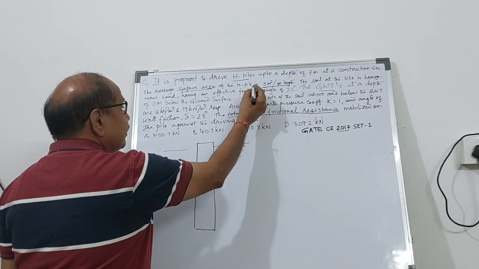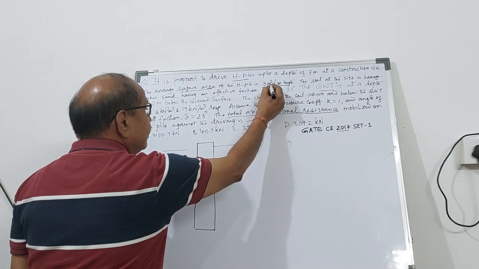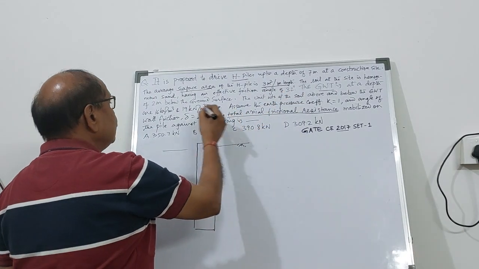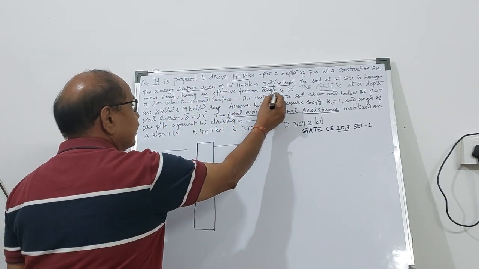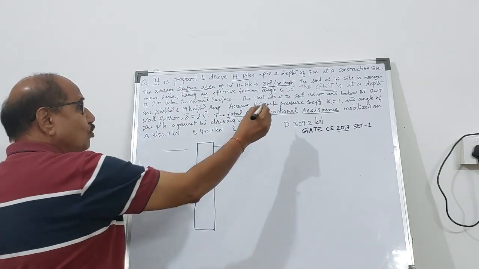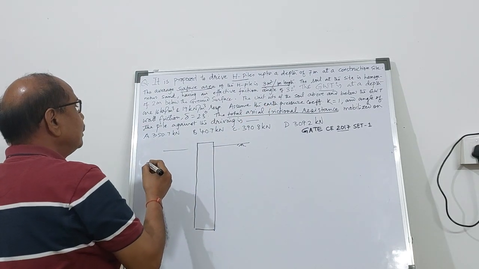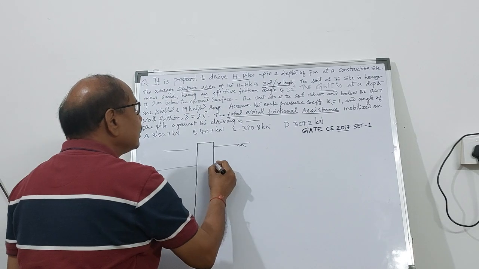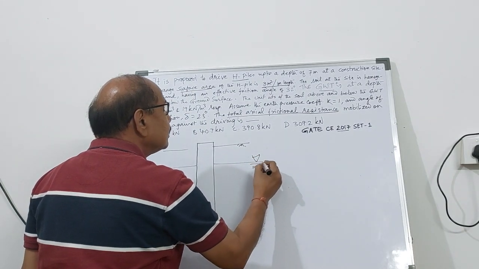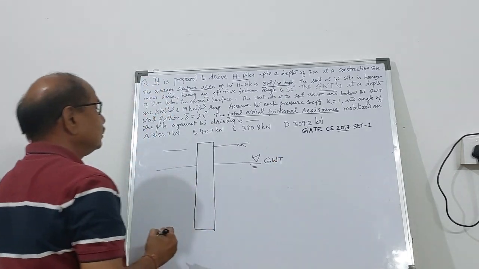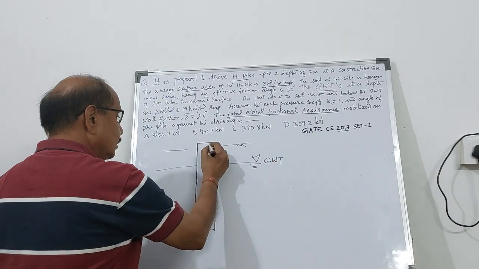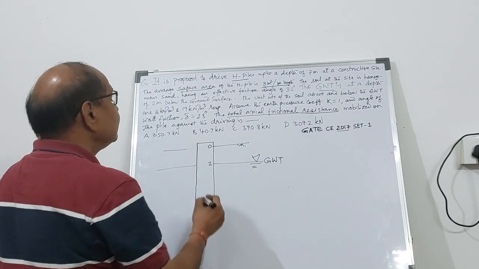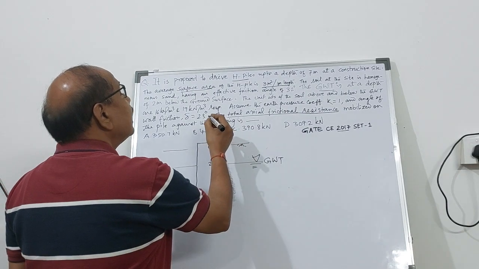and the average surface area of the pile is given to you as 3 meter square per meter length, and the soil at the site is sandy soil having an effective friction angle of 32 degrees. The groundwater table is at a depth of 2 meters below the ground surface. So from the ground level at 2 meter.